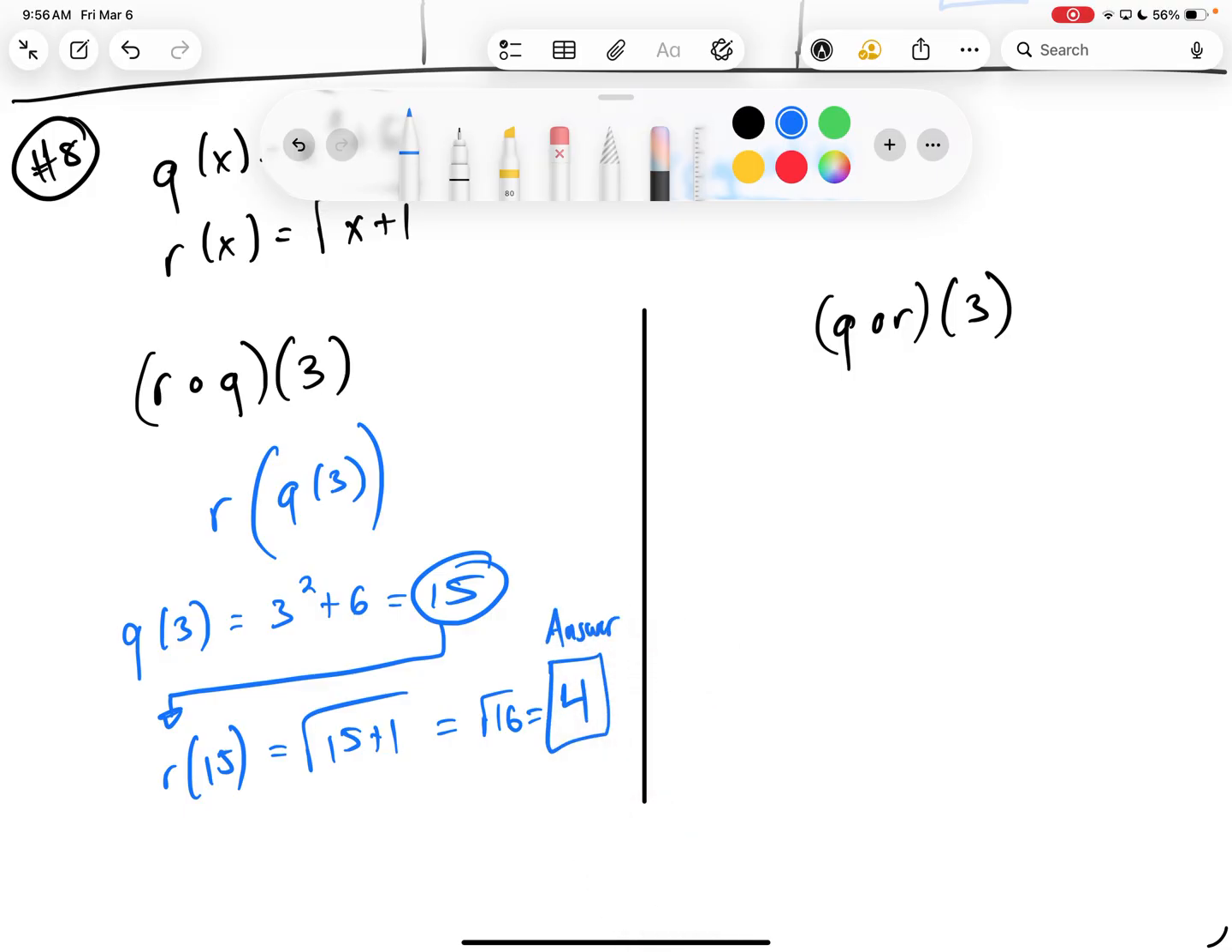That's my only answer. Okay? So the composition of functions says that you are plugging in R of Q of 3. So I plug a 3 into Q, and then whatever I get for my answer, I plug into R. Okay?